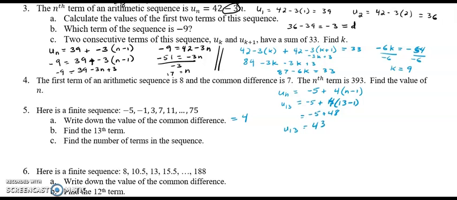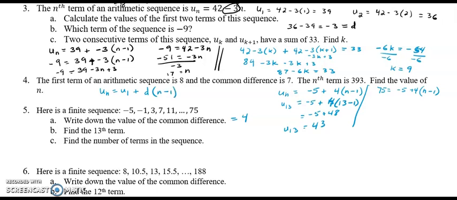And finally, let's see if I can get this thing all the way over here. And so how many terms are in the sequence? So I want to go with 75 being my last number. My first term is negative 5. I'm going up 4, n minus 1, and I'm trying to solve for n. Okay? So again, everything is coming back to this general formula of u sub n equals u sub 1. So the last term equals the first term plus the common difference times the number of terms minus 1.